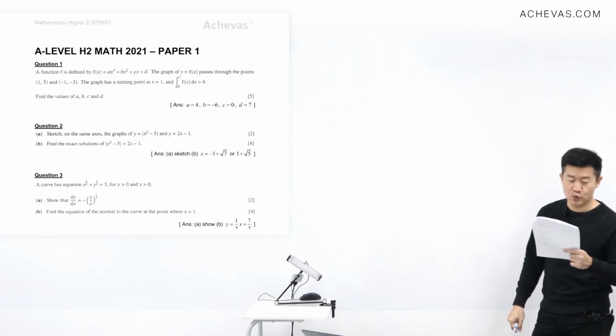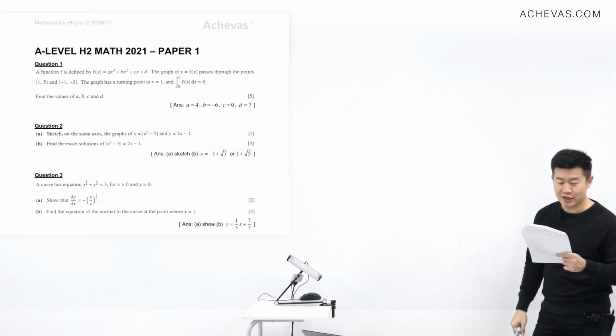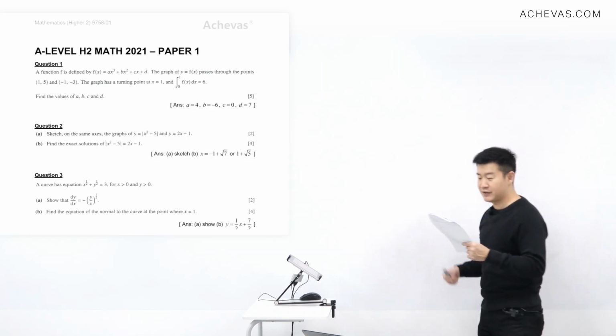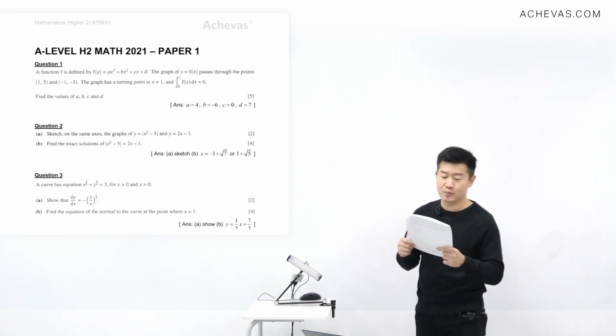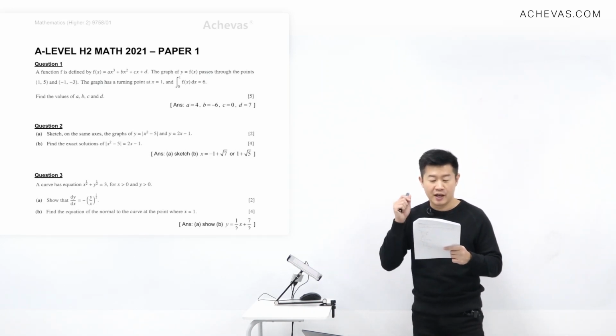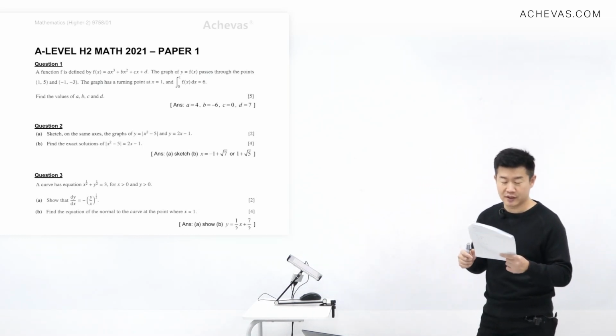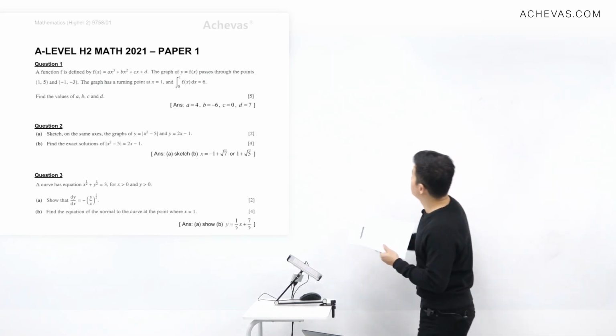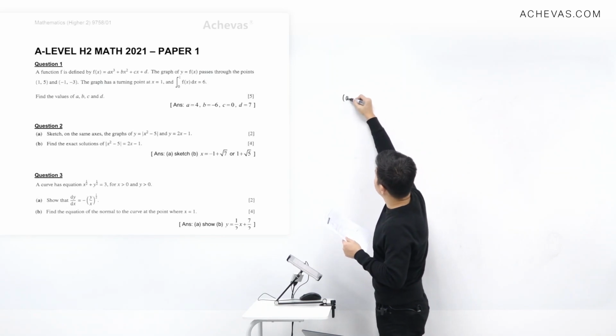So in question number 2, in part A, we are supposed to sketch both of the graphs that are given to me on the same axis. Let's first sketch the graph of y is equal to modulus of x squared minus 5. And I'm going to use the help of my graphing calculator. So based on my graphing calculator, this is the graph, part A.